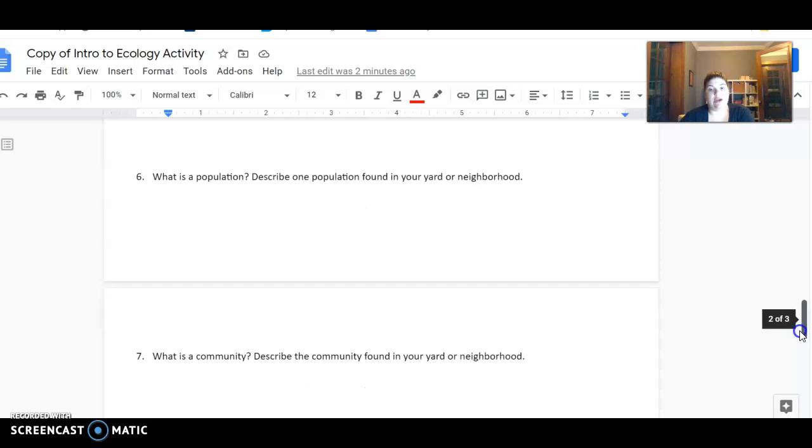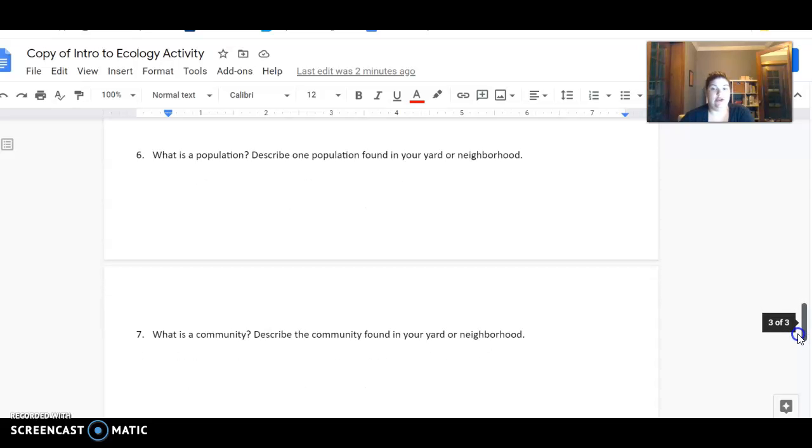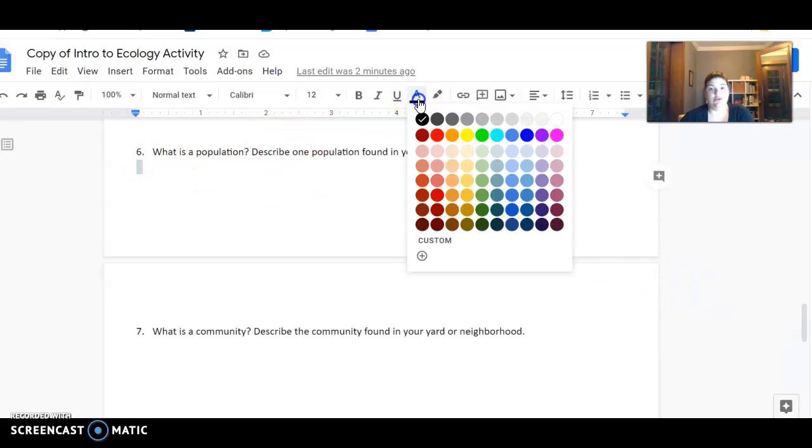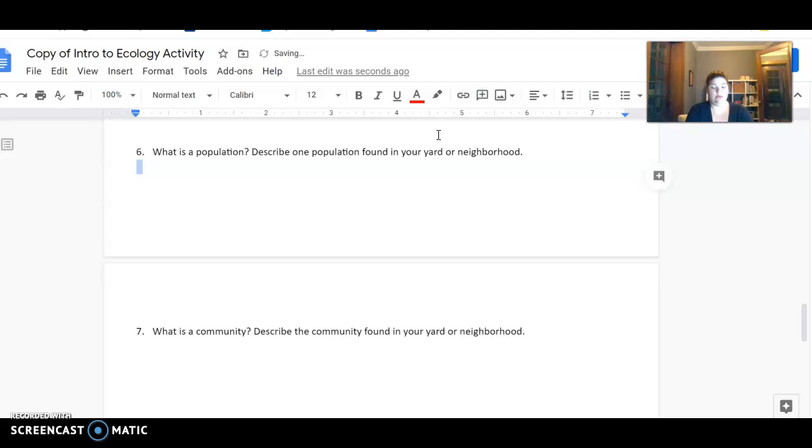What is a population? Describe a population found in your yard or neighborhood. So a population is just going to be a group of the same species living in the same area. So they can reproduce because they are living close together. So maybe you said population of ants, or population of dandelions.